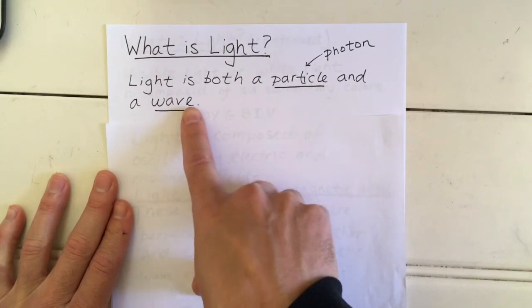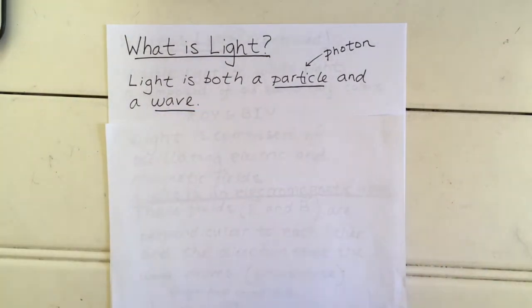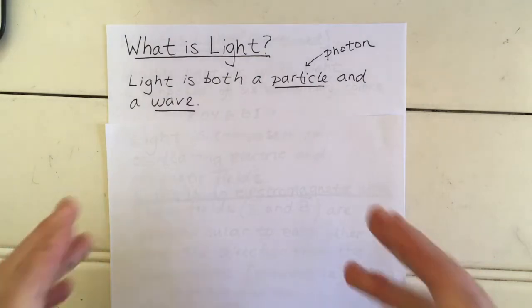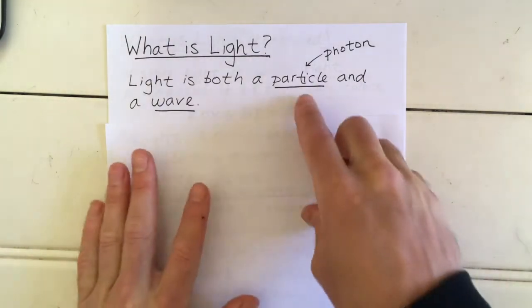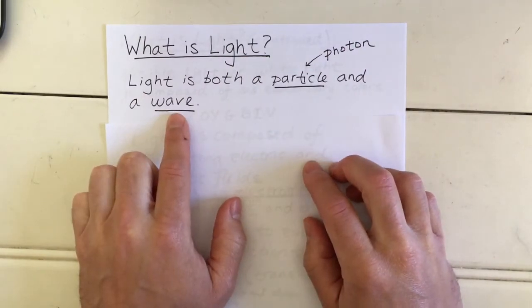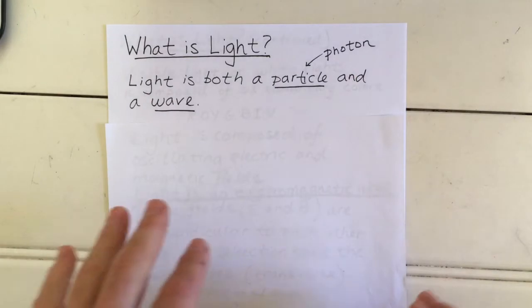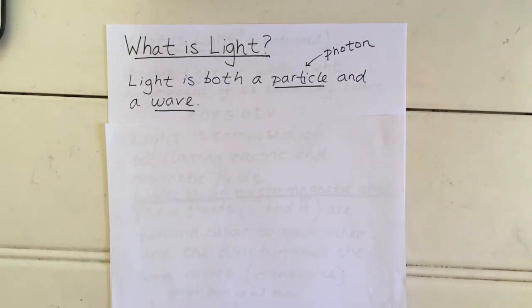We'll go ahead and start with just a definition of what light is, and try and get at it from a few different directions. And so light is composed of both a particle, or you can think of it as a particle, but you can also think of it as a wave. So the particle definition being a photon, and the wave definition we're about to talk about right now.